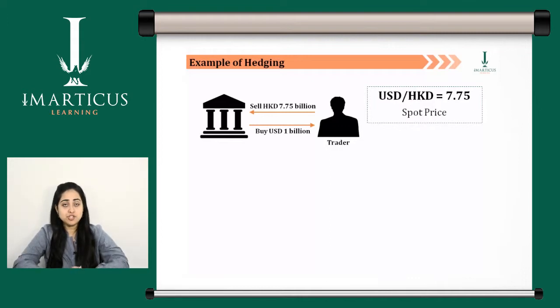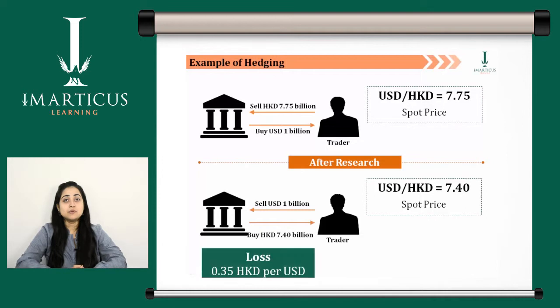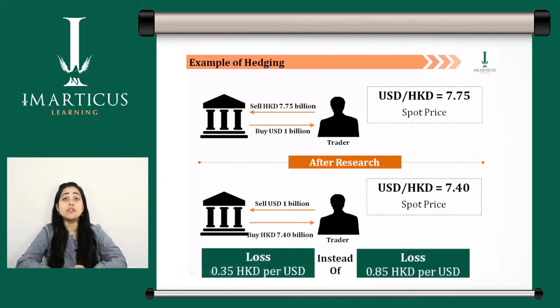To hedge his position against the Hong Kong dollar, he can enter into the below contract. After research, the trader sells USD against Hong Kong dollar 1 billion at 7.40 for settlement 1 year later. That way he ensures that he is insulated from the strengthening of HKD. As per the hedge, he makes a loss of 0.35 Hong Kong dollar compared to 0.85 Hong Kong dollar per US dollar.